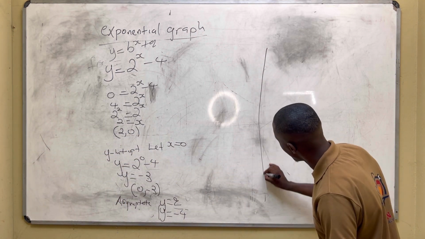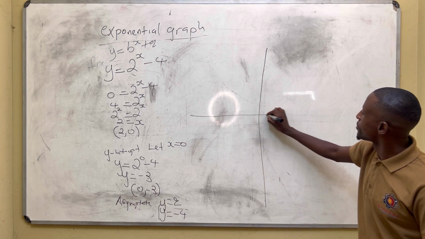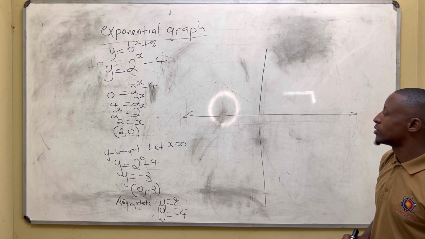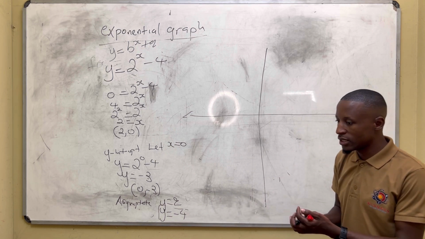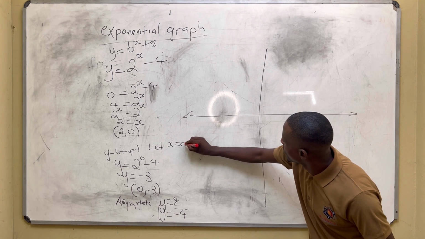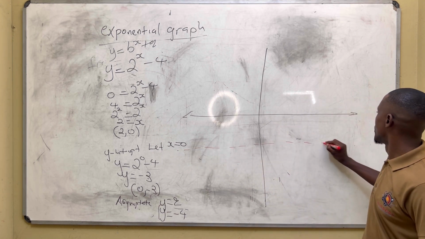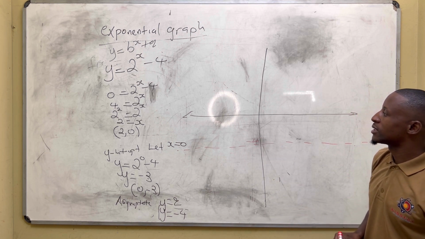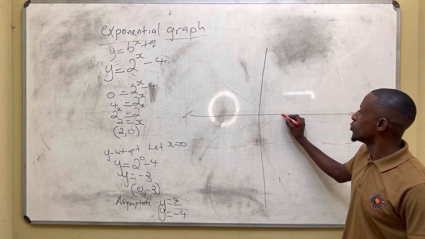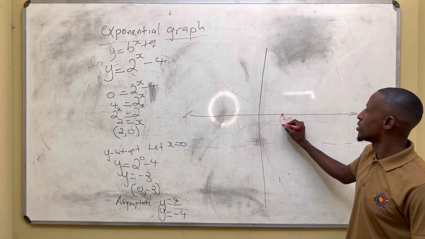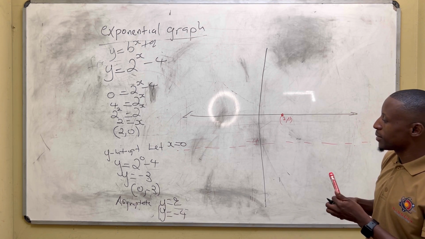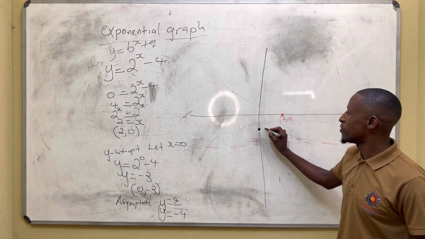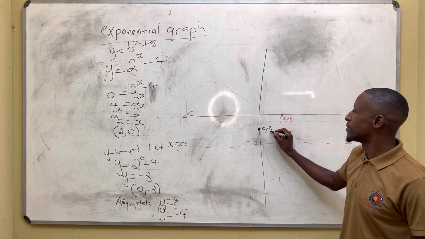Let's check how we sketch the graph. To sketch the graph, you indicate your asymptote. Your asymptote is negative 4, and it is going to be somewhere there. That's your asymptote, y equals negative 4. Let's go to the x-intercept. The x-intercept is (2, 0). Let us go to the y-intercept. The y-intercept is (0, -3). It's just above negative 4.